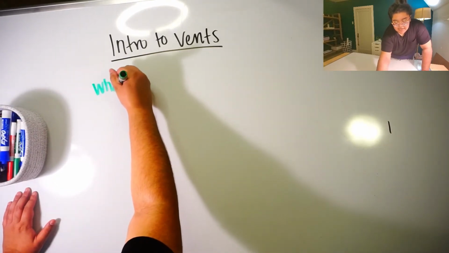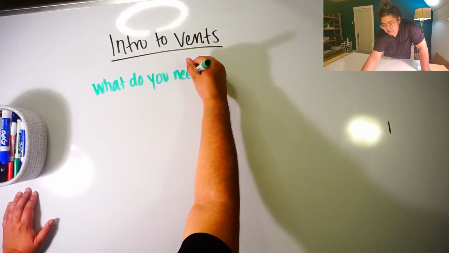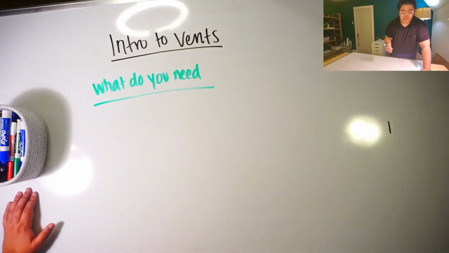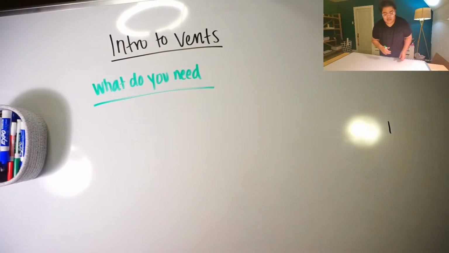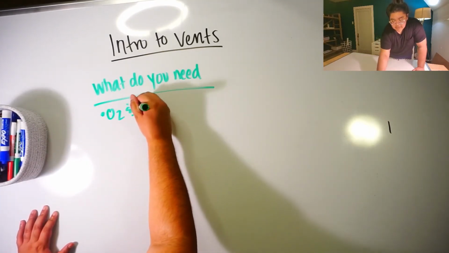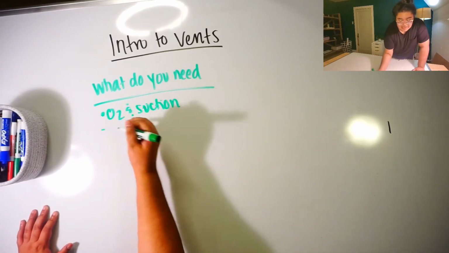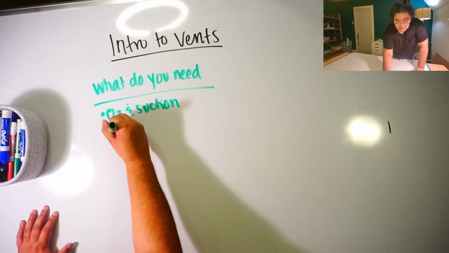This is going to be, what do you need, all right? So your doc, maybe they come in, they're like, let's tube right now, right now, right now. They're pressing on you. This is what you're going to make sure you get. Make sure you have O2 and suction in the room. Make sure it works, okay? O2 and suction. You need your ambu bag.